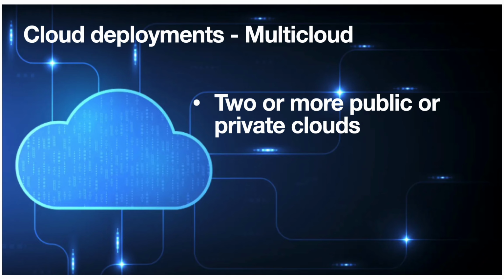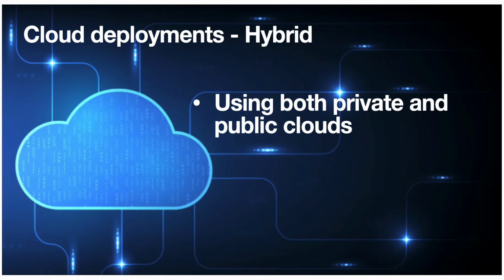Multi-cloud. Multi-cloud means two or more public or private clouds. Consider this the most flexible one. Next one is hybrid. Hybrid uses both private and public clouds, allowing you to run workloads on either of the cloud deployment models. You may deploy one, several, or all of these models together.